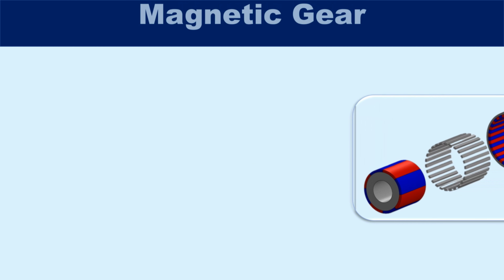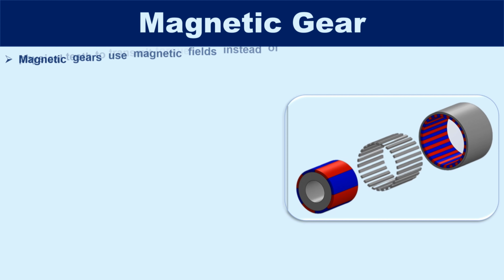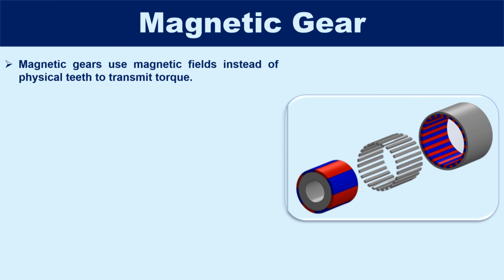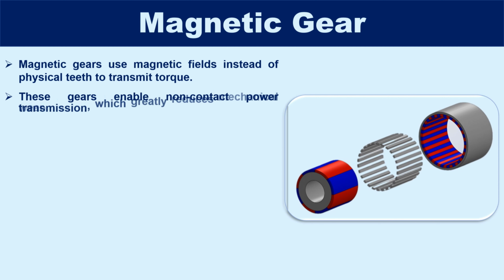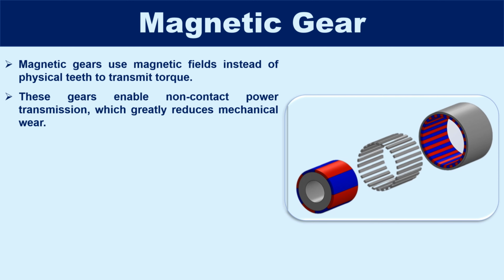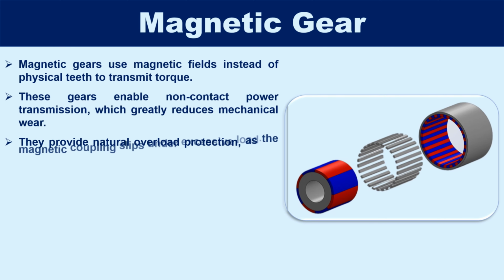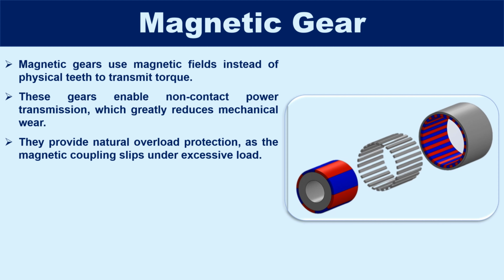Magnetic gear. Magnetic gears use magnetic fields instead of physical teeth to transmit torque. These gears enable non-contact power transmission, which greatly reduces mechanical wear. They provide natural overload protection as the magnetic coupling slips under excessive load.